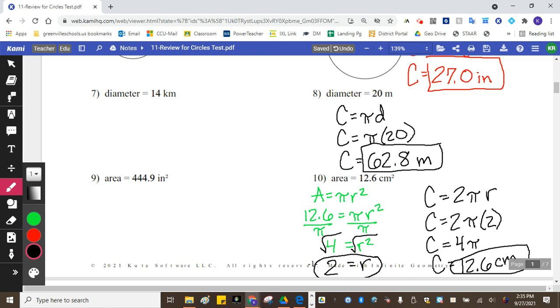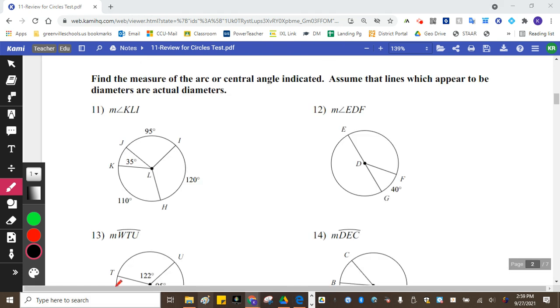All right, I'm going to pause now and walk around while you guys work the odds. The second page: find the measure of the arc or central angle indicated, assuming that the lines which appear are actual diameters. So I'm telling you these are diameters. I'm doing the evens, you're doing the odds. We have to find angle EDF. That's what we're trying to find.